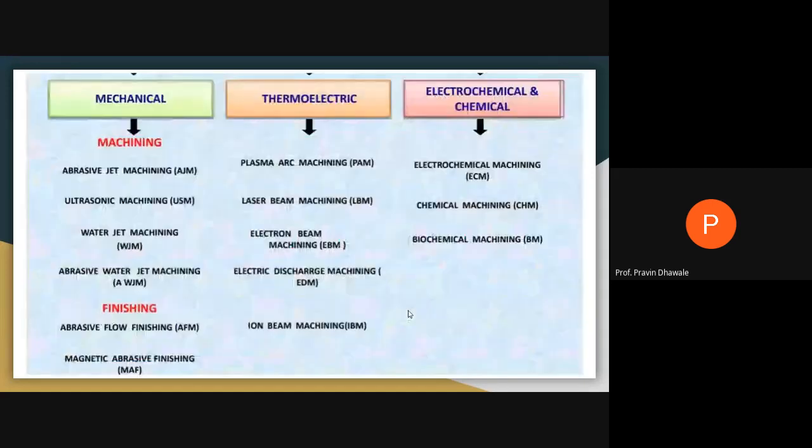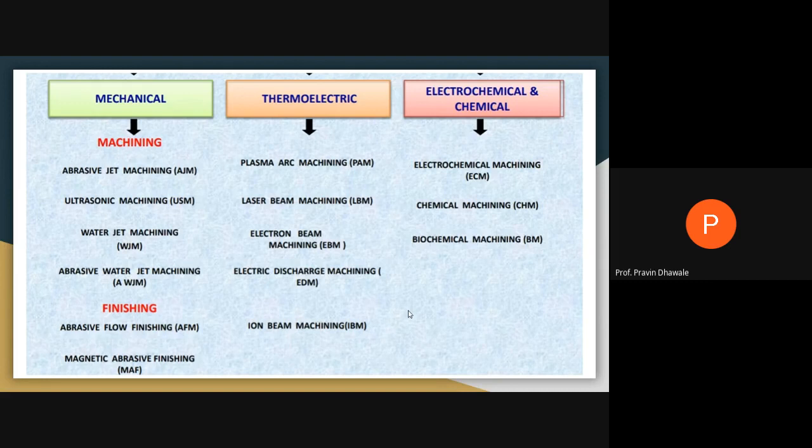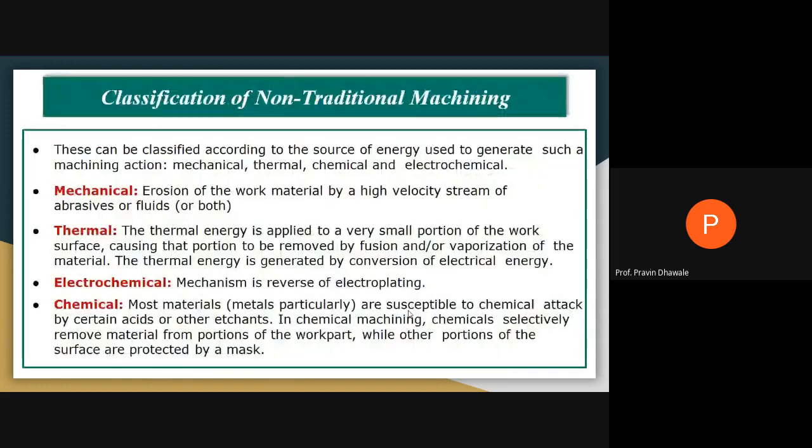Also, we see the mechanical machining processes, right? In this way, we are classifying the non-conventional machining processes based on energy. First, non-conventional processes based on mechanical energy include abrasive jet machining, ultrasonic machining, and water jet machining. Thermal energy processes include ion beam machining, electron beam machining, and plasma arc machining. They require heat energy to remove the material from the workpiece.